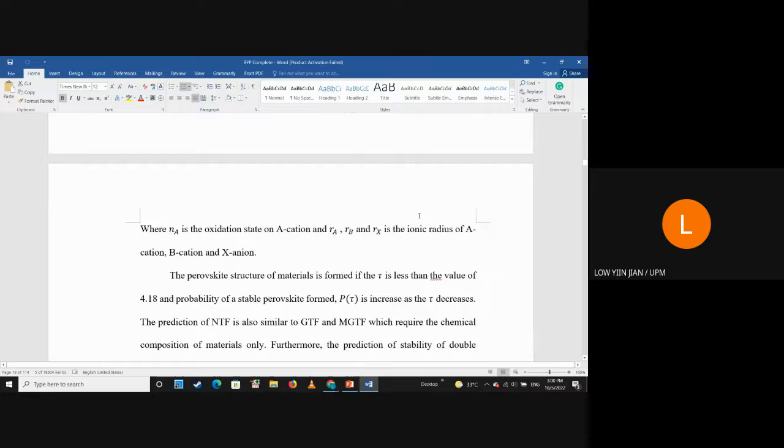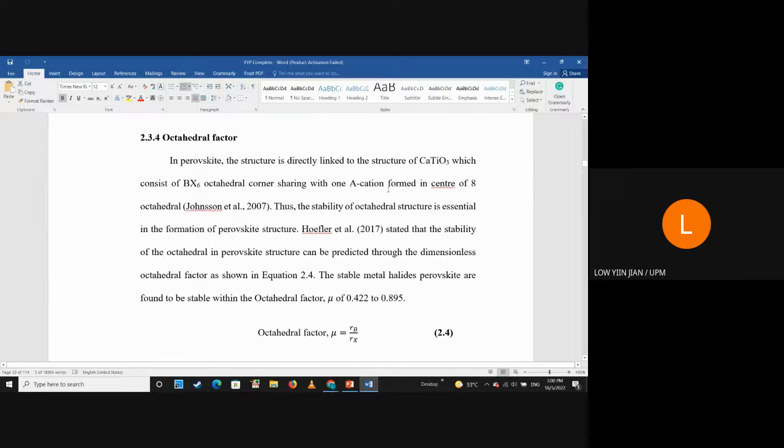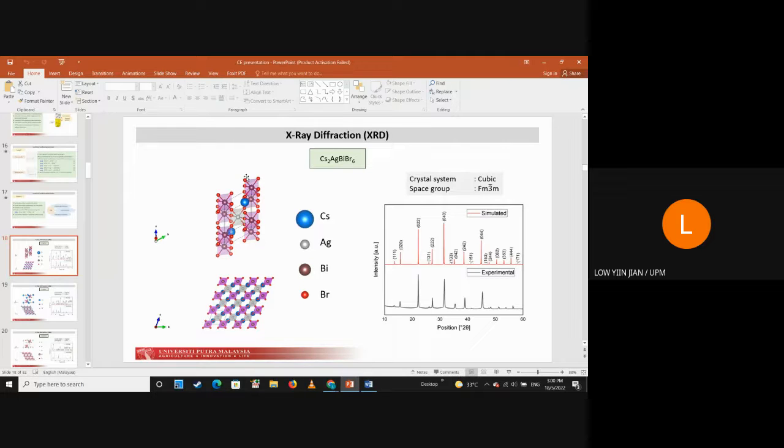Definitely, it falls in the formable perovskite structure, but with a different crystal system, which we have to take into consideration after that. And also the octahedral factor: other than the tolerance factor, I also consider the octahedral factor. This octahedral factor is very crucial in the perovskite structure, since normally in the perovskite halides, especially the bismuth-based perovskite, it will form an octahedral. As you can see here, this is the octahedral.